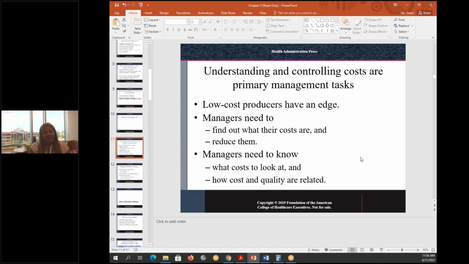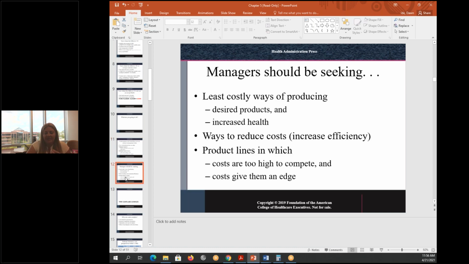So your book in chapter 5 focuses on controlling your costs, because that's really what we're trying to get a handle on in healthcare. Managers need to find out what our costs are, and we need to know how to reduce them. Then we need to look at how the cost and quality are being affected. So least costly ways of producing desired products and increased health. Ways to reduce costs, we can increase efficiency. And sometimes increased efficiency means things like shorter wait times, so you can get more people in during that time frame.